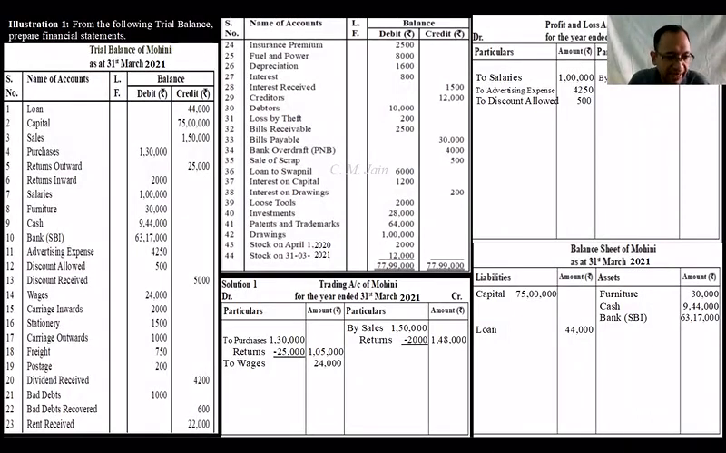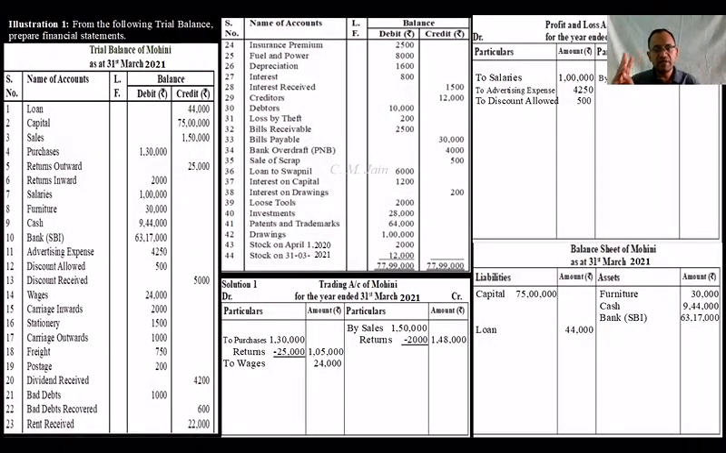Then we are given carriage inwards. Carriage means transportation charges paid for transportation of goods. Now, carriage can be of two types, carriage inward and carriage outward. Carriage inward means carriage paid for bringing the goods in, means at the time of purchase of goods. Carriage outward means transportation charges for goods at the time of sale.